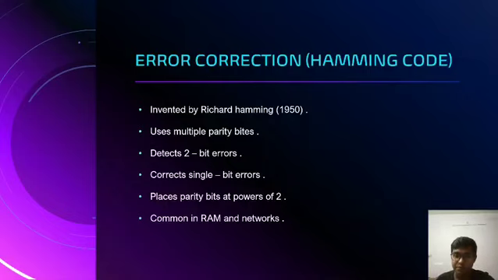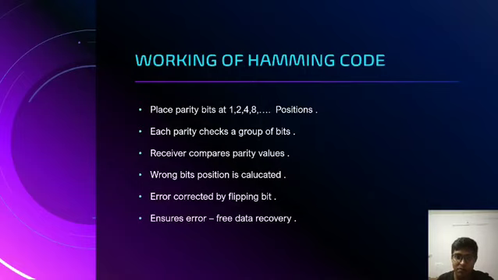Next is the working of Hamming code. Now let us understand how Hamming code actually works. First, the parity bits are placed at positions 1, 2, 4, 8, the powers of two, 2 power 0, 2 power 1, 2 power 2, 2 power 3, and so on. Each parity bit is responsible for checking a certain group of data bits, and together they cover all the positions. They cannot leave any position empty in the code. It covers all positions.